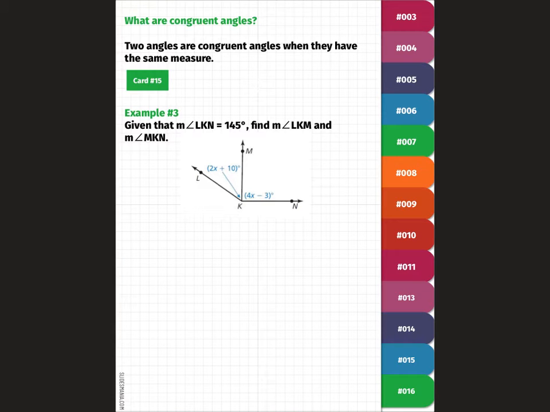So, what are congruent angles? Two angles are congruent angles when they have the same measure. Let me go over here to the sidebar and let's talk about that for a second.